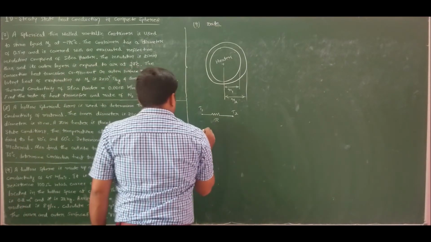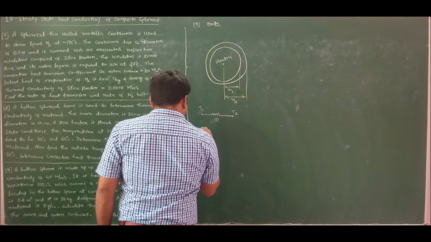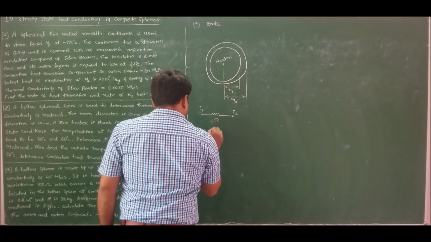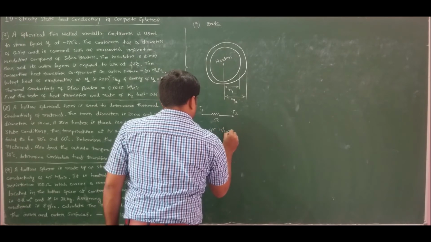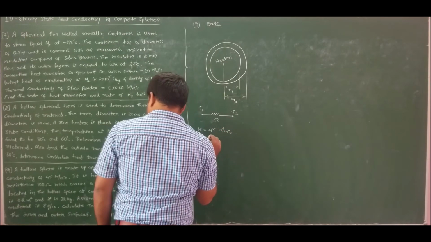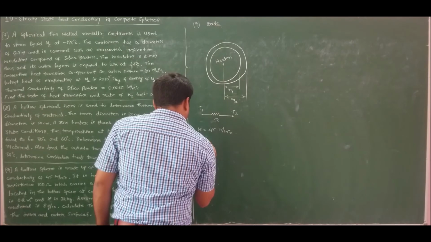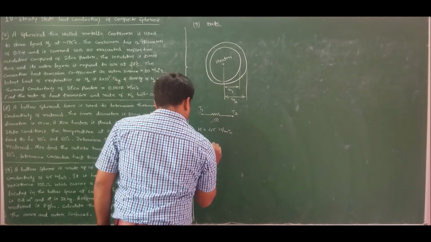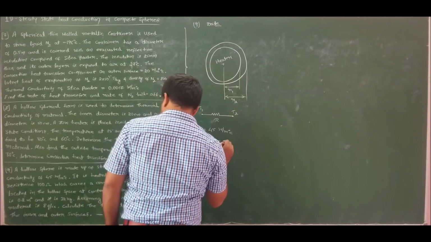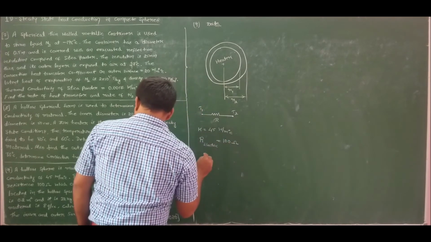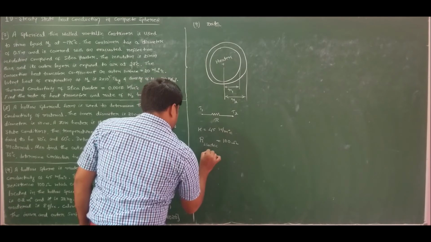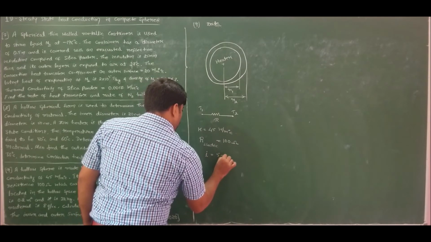Listing out the data given, he has given the thermal conductivity k as 45 watts per meter degree Celsius, the resistance R due to electric current, which is given for us, 100 ohm, and it carries a current I, which is 5 amps.